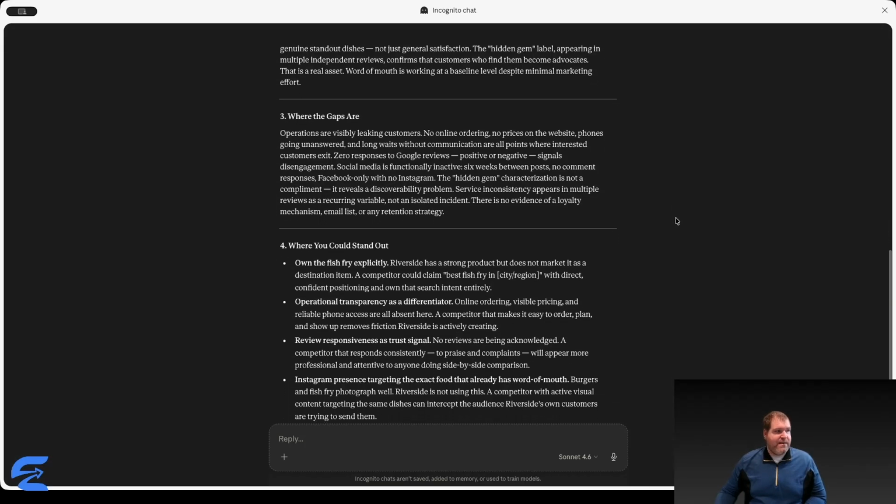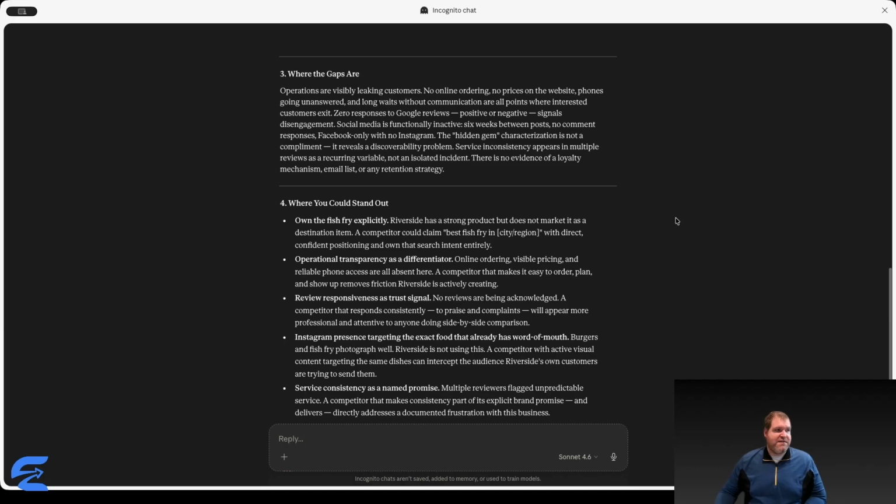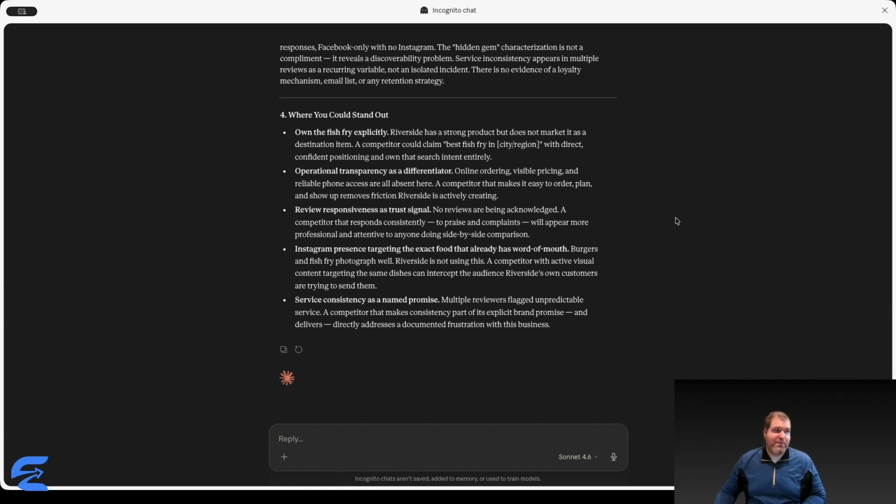Where the gaps are. Operations are visibly leaking customers, with no online ordering, no prices on the website, phones not being answered, long waits, and zero responses to Google reviews signaling disengagement. Social media is inactive. The hidden gem characterization is not too much of a compliment because it reveals a discoverability problem. There's no evidence of any loyalty mechanism, email list, or retention. Now, here's where we could stand out. Own the fish fry explicitly. Riverside has a strong product, but it doesn't market it as a destination.